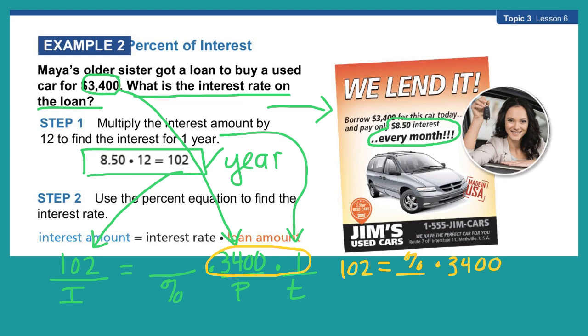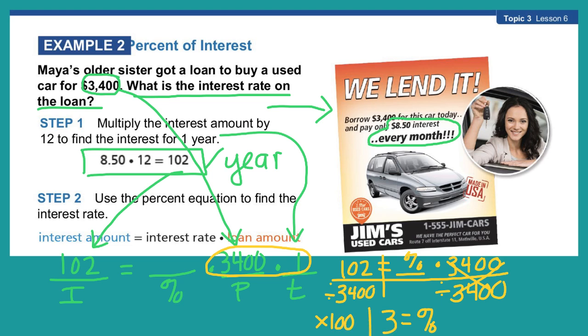Now that looks a lot like something we know what to do with. The opposite of multiplying by 3,400 is dividing by 3,400. That'll cancel, and that will give me my percent. What I do to one side, I need to make sure to do to the other. So I'm also going to divide by 3,400, but wait. Remember, they asked for a percent, so I have to go that one extra step times 100, and I'm going to end up with 3%.